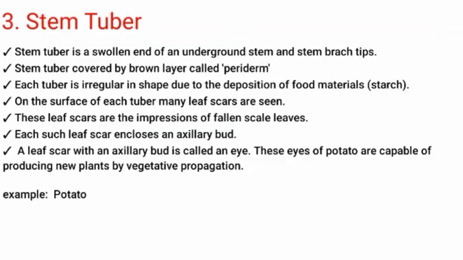Let's see the third type of underground stem modification, stem tuber. A stem tuber is the swollen end of an underground stem or stem branch tip. The stem tuber is covered by a brown layer called periderm. Each tuber is irregular in shape due to the deposition of food materials like starch. On the surface of each tuber, leaf scars are seen. These leaf scars are the impressions of fallen scale leaves. Each scale leaf scar encloses or represents an axillary bud. This axillary bud is called an eye, which helps in vegetative propagation.